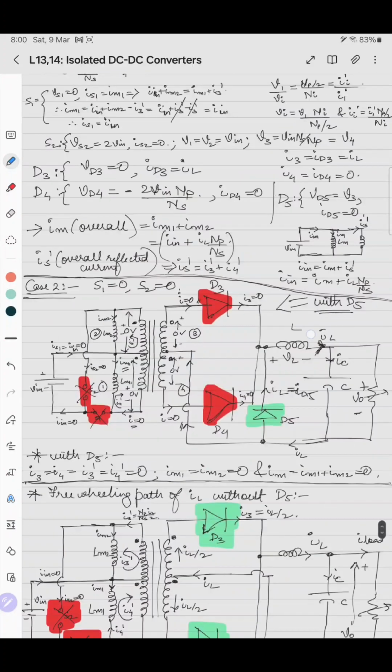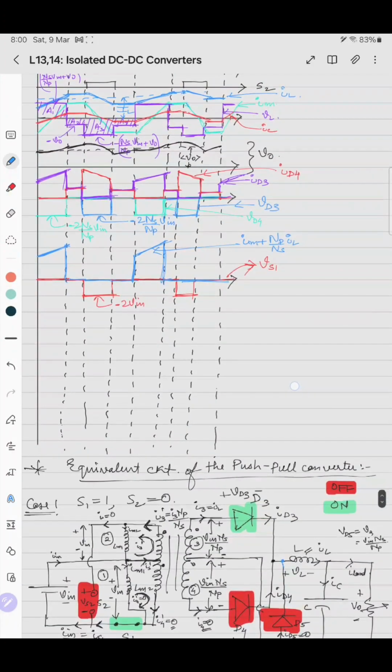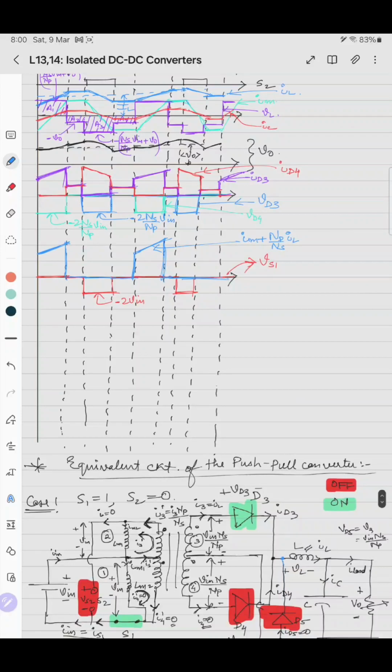Yes. Now for the other switch we'll draw.